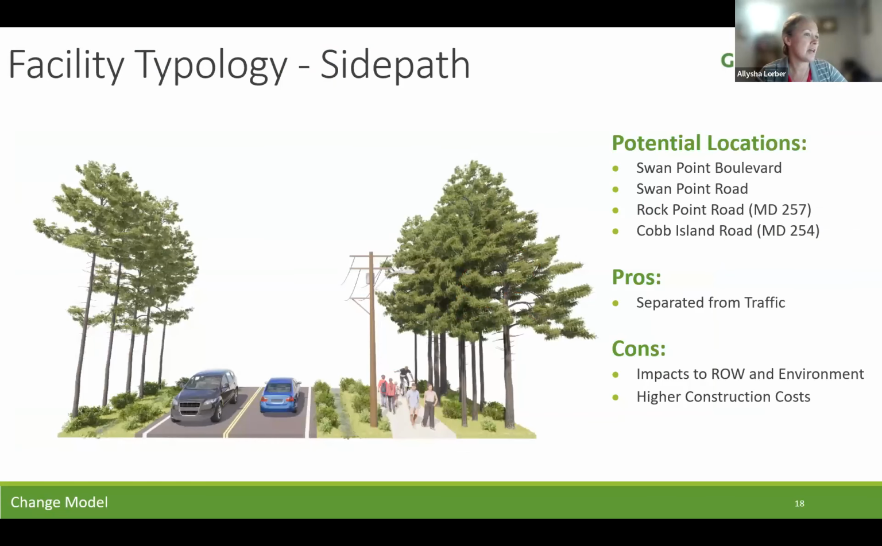So some of the typologies: along roadways, we could have a side path. The pros are that this is separated from traffic, it's convenient, it's visible, but this will impact right of way, and it will impact environmental resources, and it will have a higher construction cost.